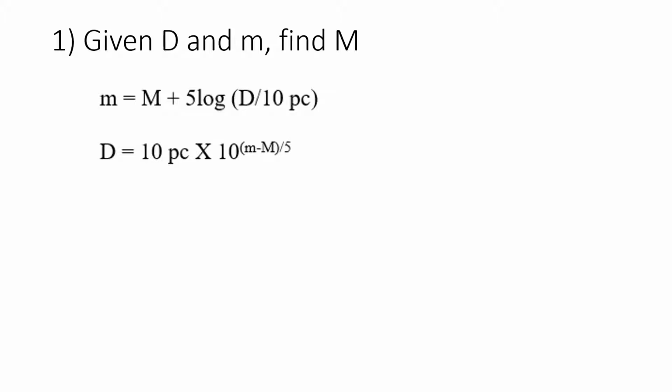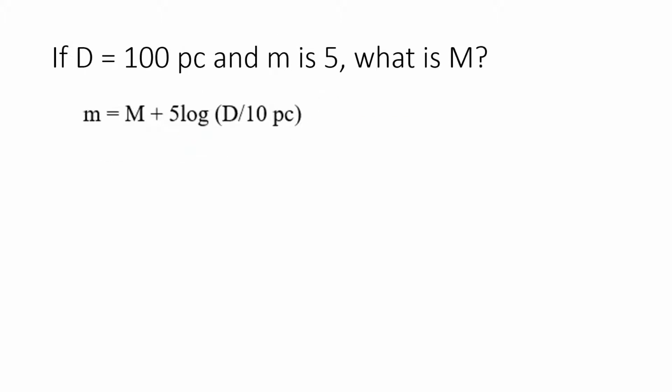The first kind: given the distance and the apparent magnitude, find the absolute magnitude. First, identify which of the two versions of the formula you're going to use. Again, if you're given the distance, then we can put it in the parentheses and then take the log of that number. That's your clue that whenever you're given the distance, you want to use this version of the formula. So that's the version we're going to use for the first kind of problem.